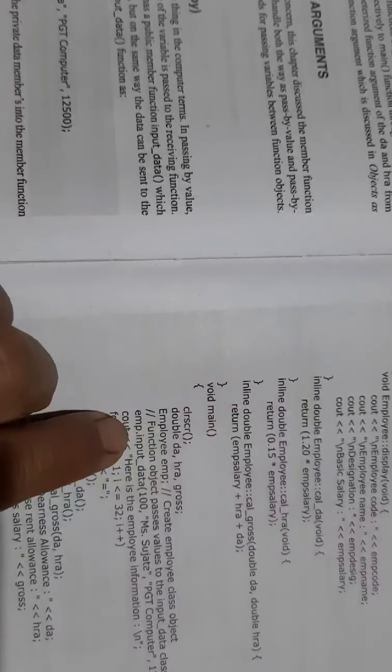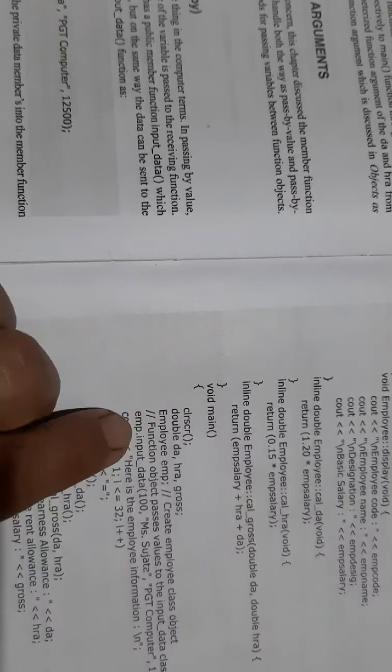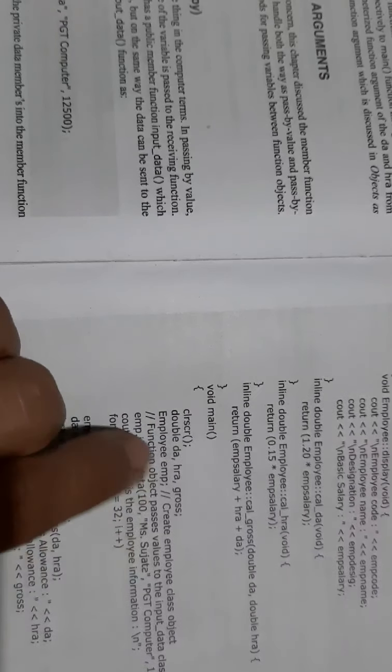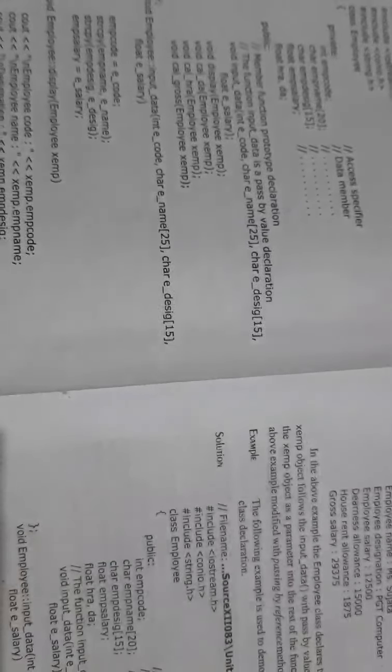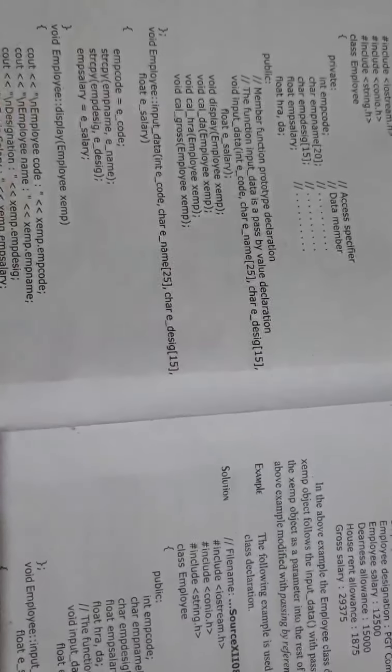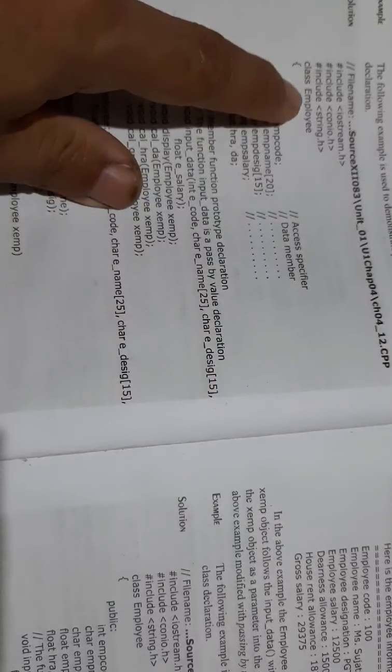Okay, now in this program what you will see is that in the first program we saw that the object data pass through the member functions. Now in this program we will see that the object is passed as a function argument. So here in the first part, as before, the class employee.